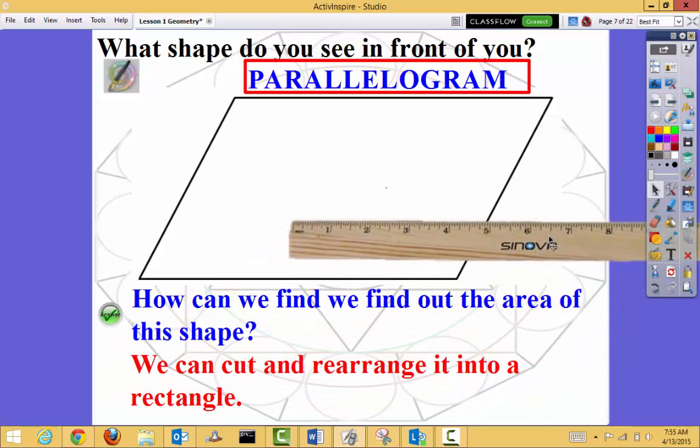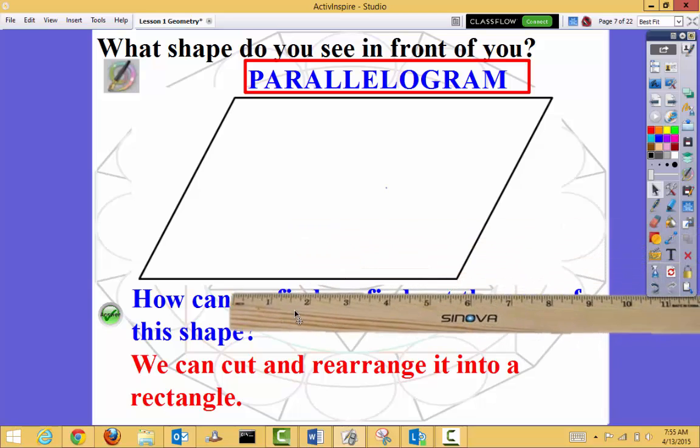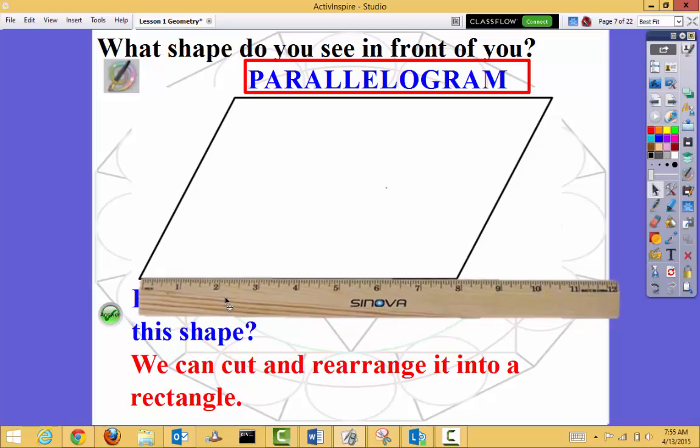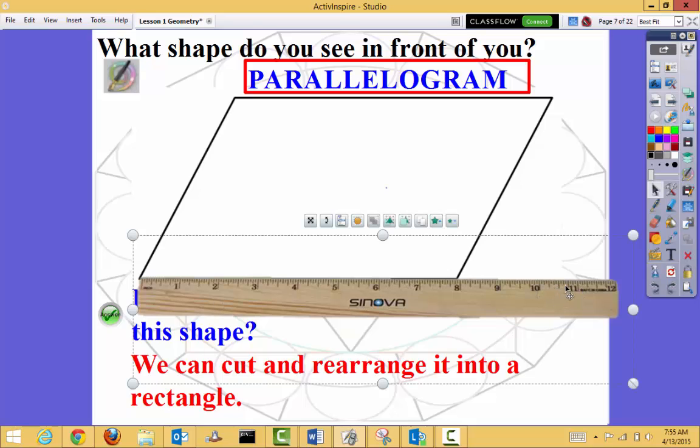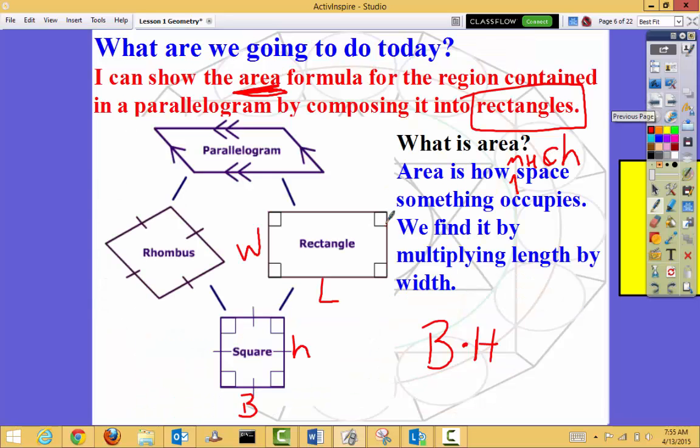We can cut our shape out though and turn it into a rectangle. I can find out how long it is easily. It's 8 inches. But how tall is it? Well, here's where our problem is. I don't know what I'm supposed to be measuring. Do I measure this? I don't know, because a rectangle doesn't have a slant on it. A rectangle doesn't have this part. It has the one that goes straight up and down.